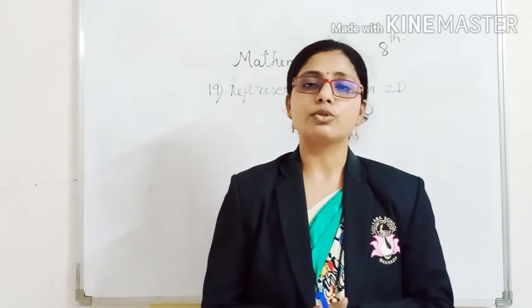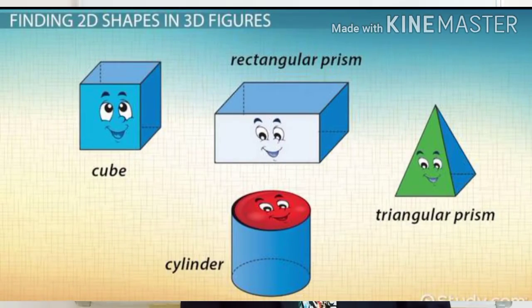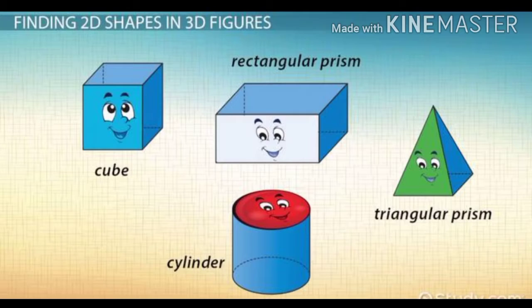Okay, so let us have a look at some of the figures which are related to 3D pictures, where you can see the 2D representation is shown. In these figures you can see there are 3D pictures. So we have to just find out 2D shapes in 3D figures. Let us have a look at the first object, that is the cube. In this cube we have to find the 2D shape, that is the face, you can see it is a square.